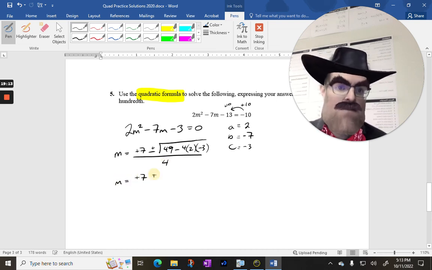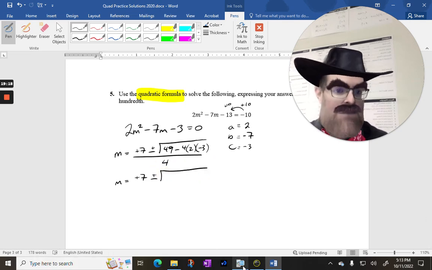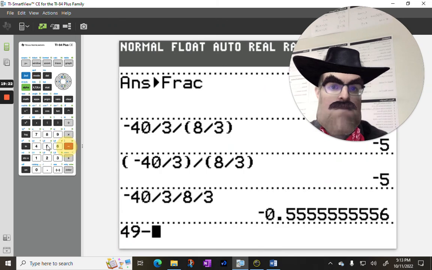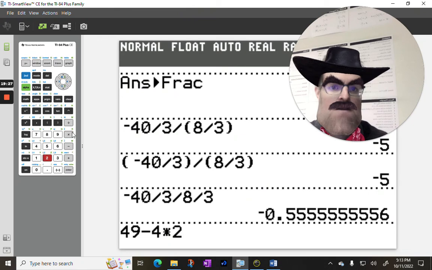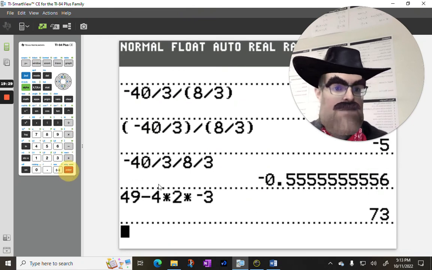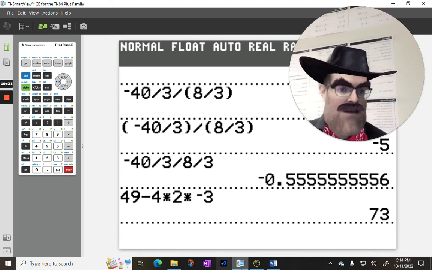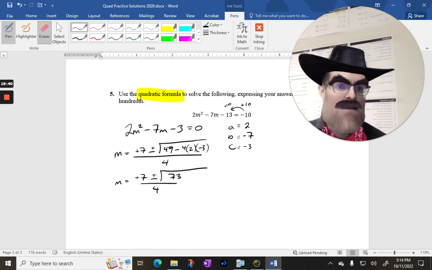Plus 7 plus or minus the square root. Now this one I'm just going to type in my calculator. 49 minus 4 times 2 times negative 3. So 73. Keep that up there because I might need my calculator for later. 73 all over 4. Cool. All right, we're going to keep on going.